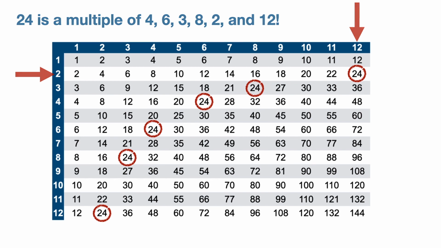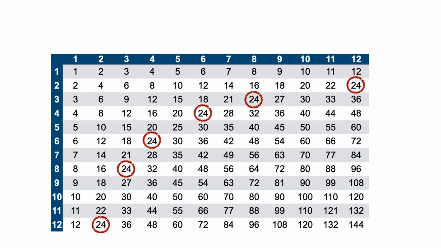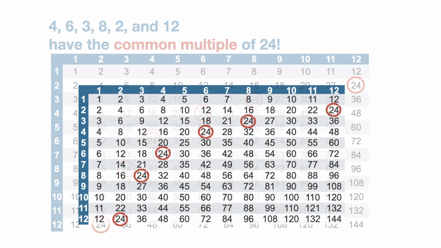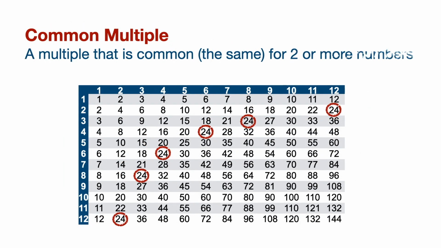Some of the factors have the same multiple, called a common multiple. 4, 6, 3, 8, 2, and 12 have the common multiple of 24. Each number on the chart already is a common multiple of 2 factors, like 2 times 12 is 24. The more duplicates on the chart, the more factors that have that common multiple. 24 is the common multiple of quite a few factors. A common multiple is a multiple that is common or the same for 2 or more numbers, just like 24 is a multiple of 4, 6, 3, 8, 2, and 12.